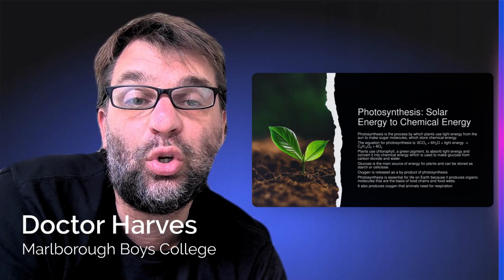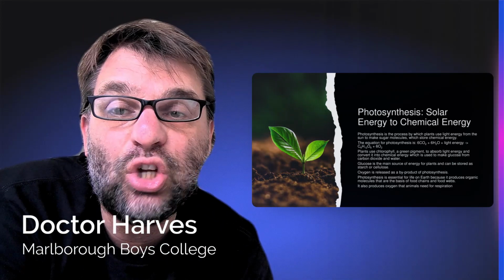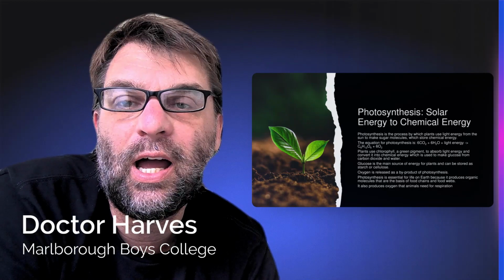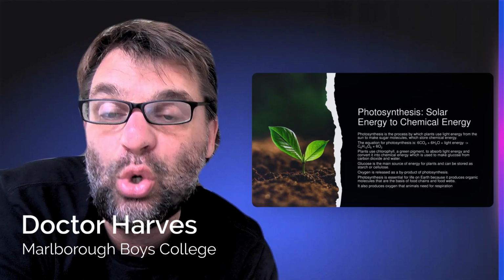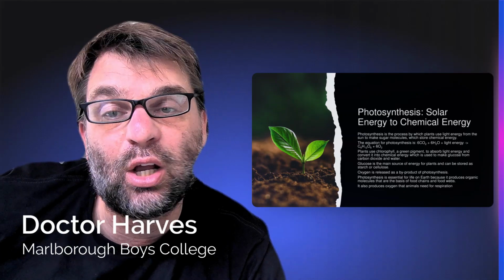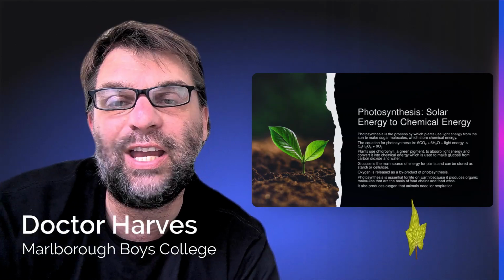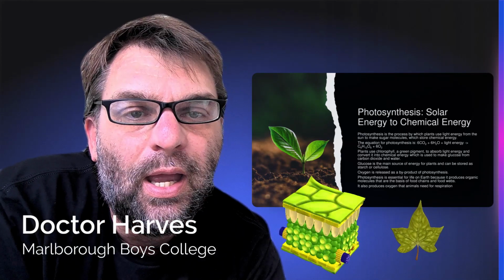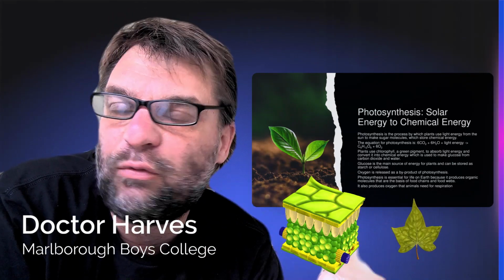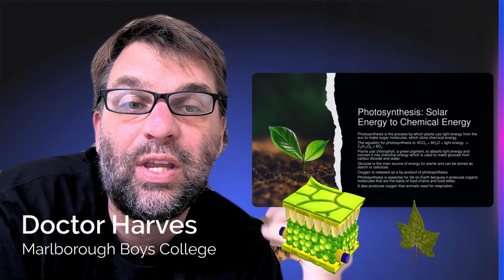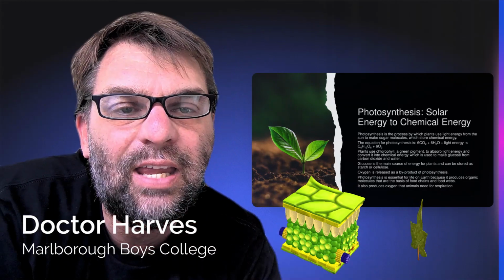So in photosynthesis, what you're doing is using the radiant energy from the sun to be converted into chemical energy. And the way that plants do this is in their chloroplasts, which contain chlorophyll, a green pigment. And what they do is they capture carbon dioxide and water vapor from the atmosphere through their stomata, which are little holes in the leaves.